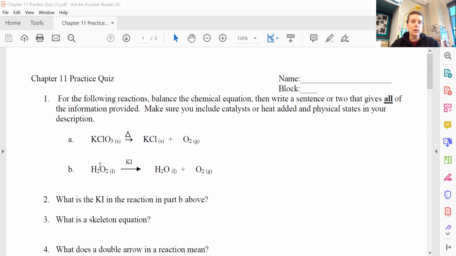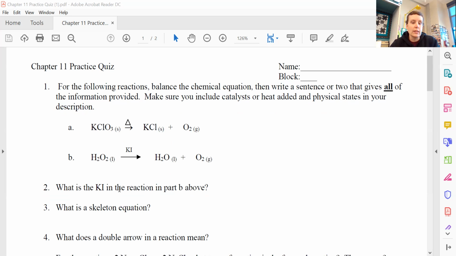So again, liquid hydrogen peroxide or liquid dihydrogen dioxide will form liquid water and oxygen gas using potassium iodide as a catalyst. If you need to do two sentences to get all that information, that's fine. We just need to see it all as words.